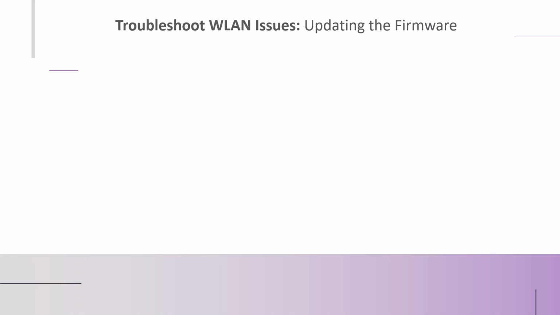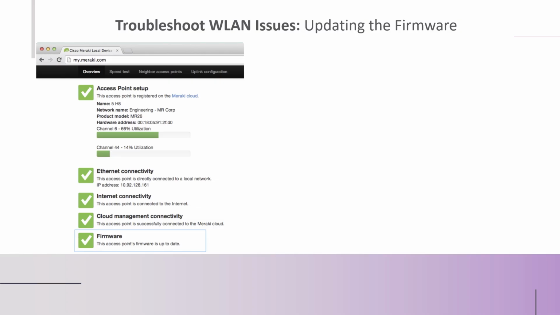Most wireless routers and access points offer upgradable firmware. Firmware releases may contain fixes for common problems reported by customers as well as security vulnerabilities. You should periodically check the router or access point for updated firmware. In the figure, here we have the network administrator verifying that the firmware is up to date on a Cisco Meraki access point.